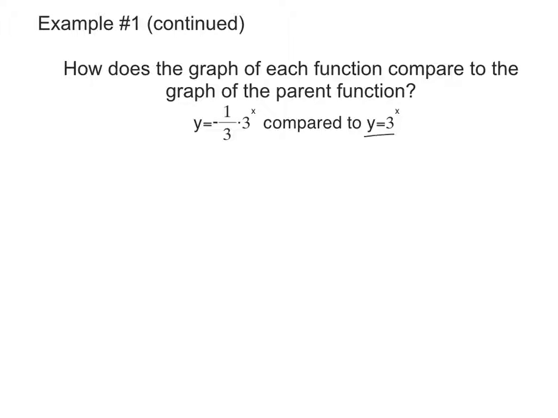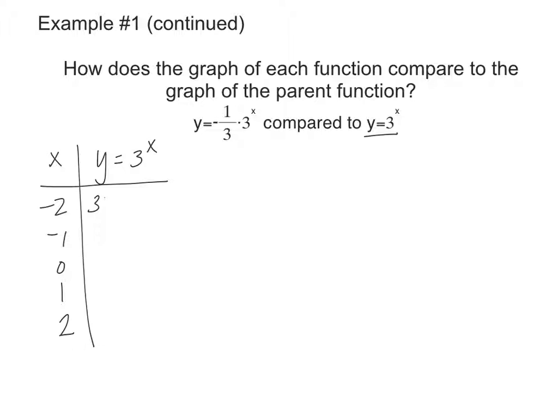Again, this second one is our parent function, and that's what we're going to use as our base, and then we'll compare -1/3 times that function to the parent. So here we go. Again, we're going to use the same x values. And we'll use the parent, y equals 3 to the x. So it's going to be -2, -1, 0, 1, and 2. Okay, so 3 to the -2 is really 1 over 3 squared, which is 1/9. 3 to the -1 is really 1 over 3. 3 to 0 we know is 1. 3 to the first we know is 3. And 3 squared is 9.